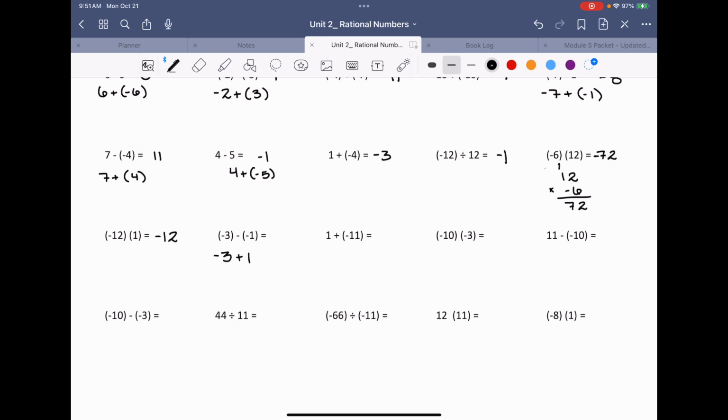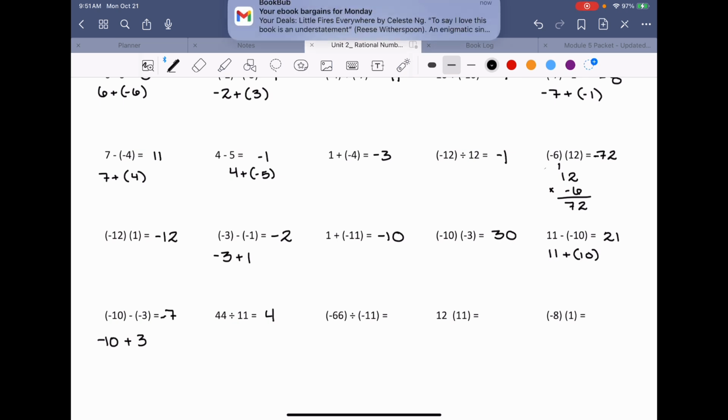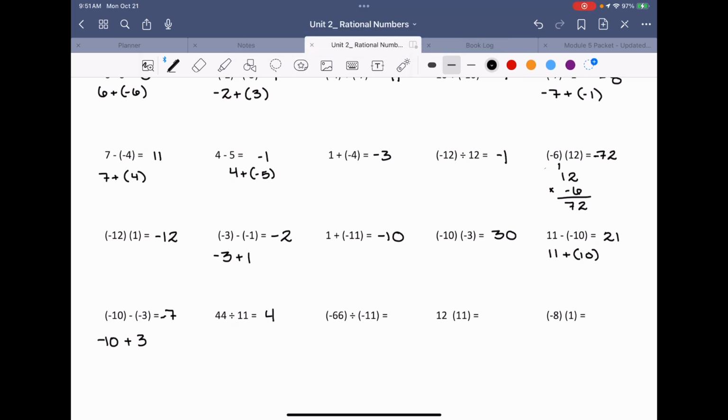Negative 3 plus positive 1. 11 plus 10. Negative 10 plus 3. Negative 7. 44 divided by 11. Negative 66 divided by negative 11. Positive 6. 12 times 11.